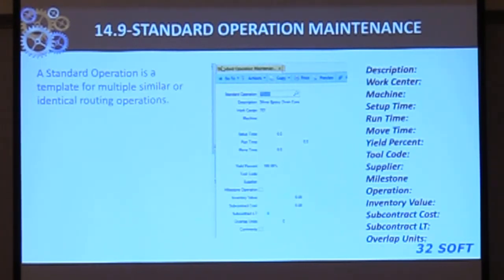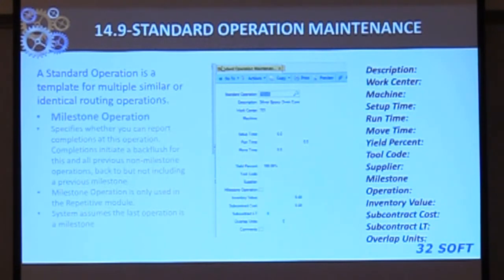Standard operation maintenance, 14.9, is kind of handy. If you've got standard kinds of things that you do, like mixing or cutting or those kinds of things, you can create a standard operation, name it whatever you want, whatever schema that you think you need, and then you have a description, a work center, again a machine, then your setup, run, wait. You can define a yield percentage. You can have a tool code associated, a supplier, milestone operation.